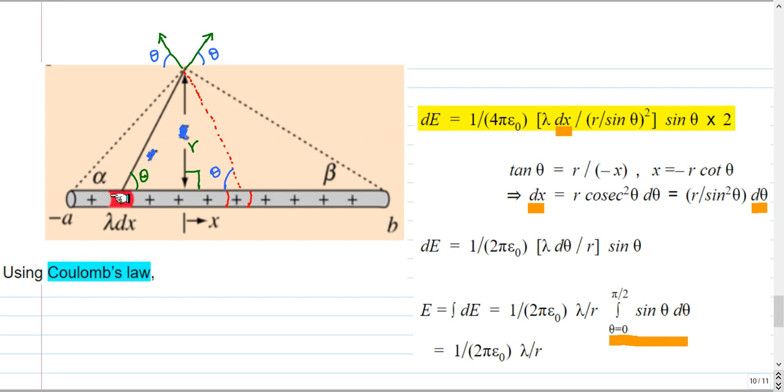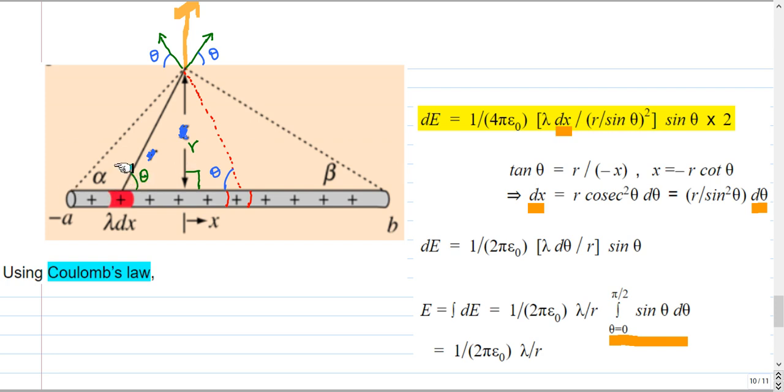The electric field due to this element will be in this direction, and the electric field due to this element will be in this direction. So the total electric field due to these two elements will be in the radial direction. The right component and left component will cancel. So the electric field due to this pair is given as 1 by 4 pi epsilon naught, the charge, which is lambda dx, divided by the distance square.